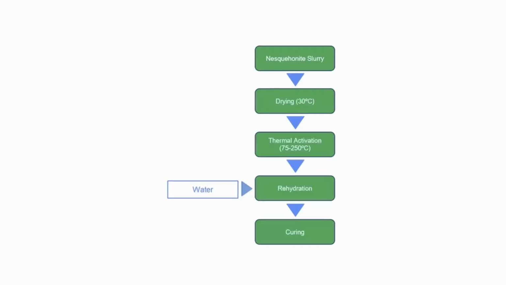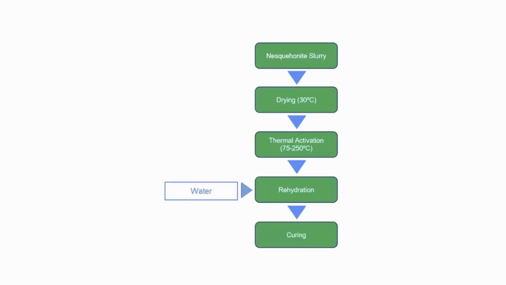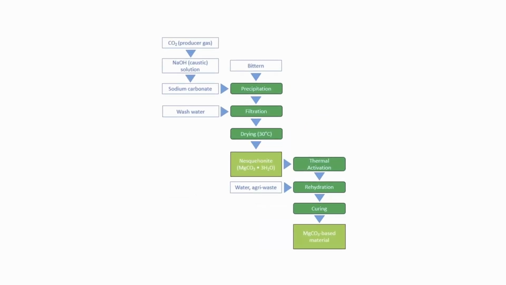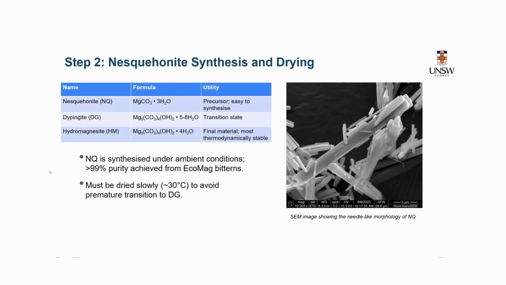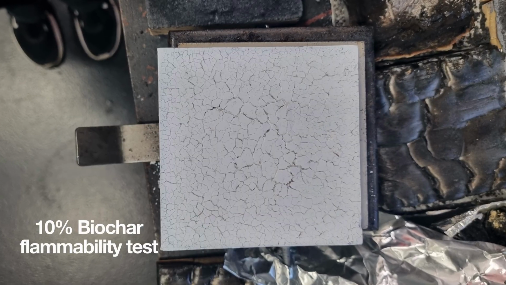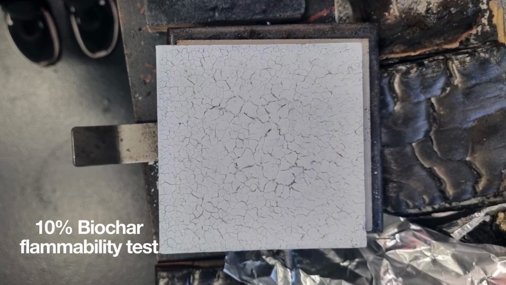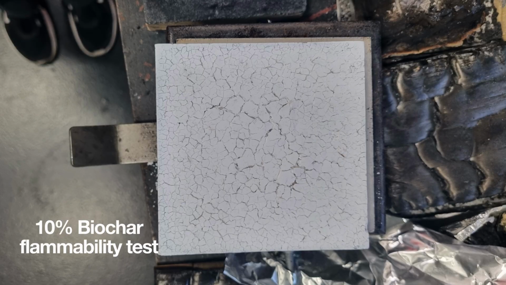Here at UNSW, we have Natalie Aaron, who's working as a PhD student on those three aspects: understanding the formation of the hydrated magnesium carbonate compounds, the ways in which we can capture carbon dioxide without relying on sodium hydroxide or potassium hydroxide, and also the integration of biochar into the final product and the impact that has on, say, properties such as flammability.